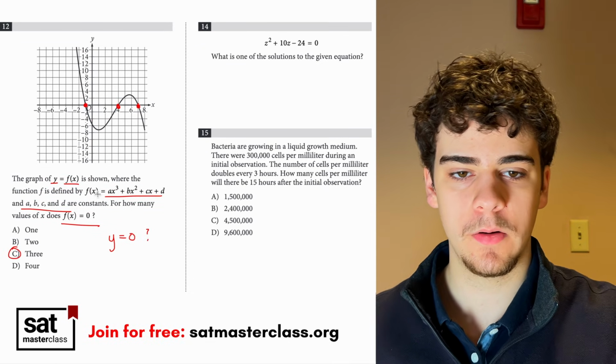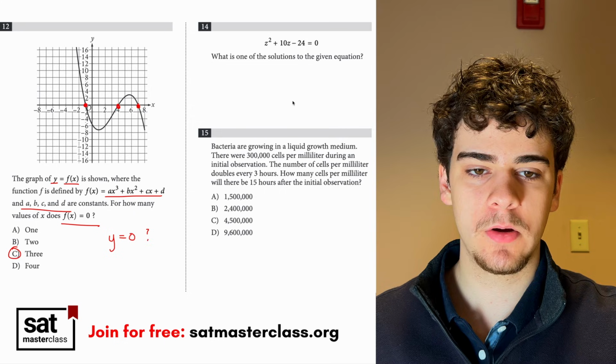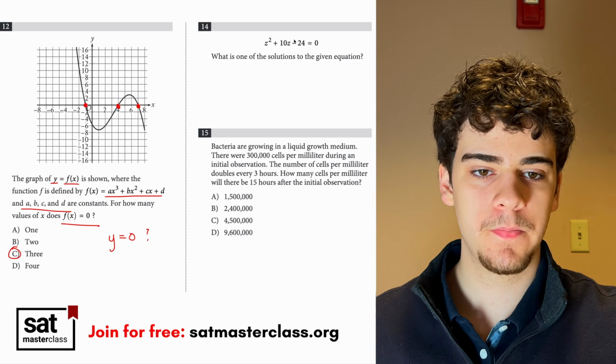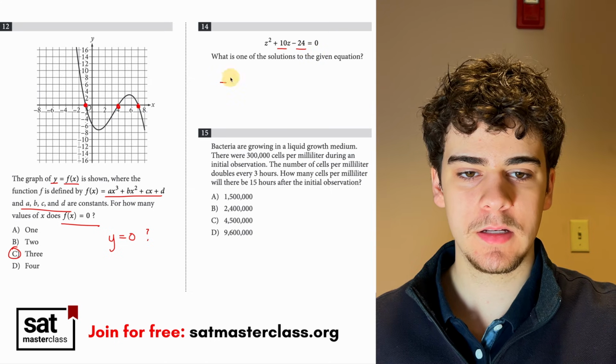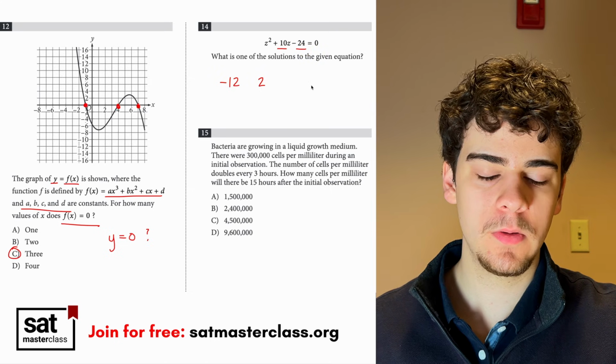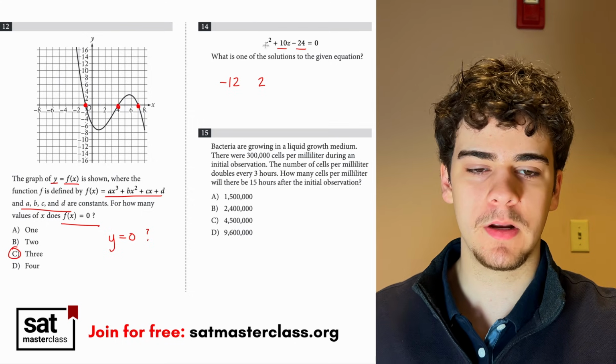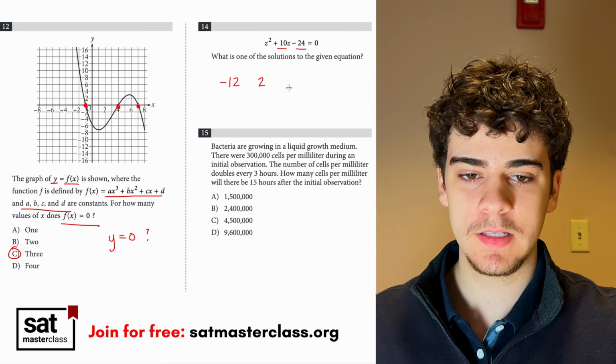Okay, 14. What is one of the solutions to the given equation? All right, let's see. So the basic way to factor this is to find two numbers that multiply to this and add to this. So we can see that's going to be negative 12 and 2. If you can't immediately recognize that, that's okay. You can also solve this with Desmos pretty much instantly.